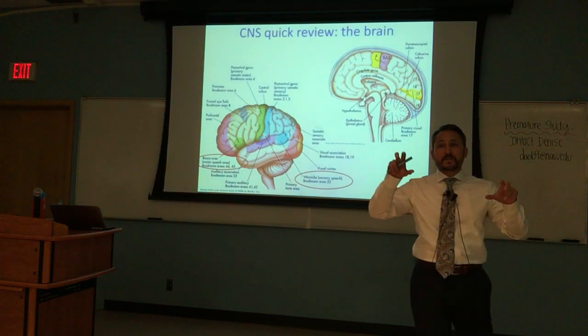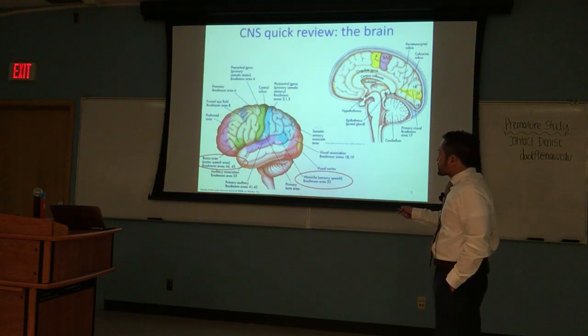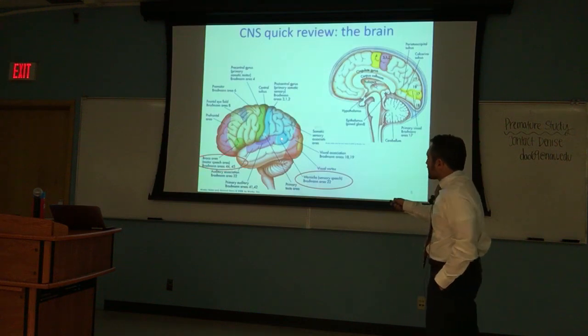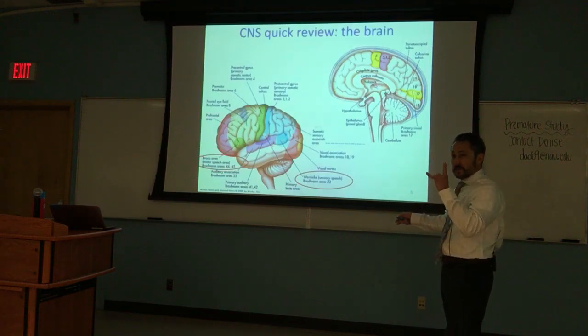Left to right. There are certain centers. We're looking at the left side of the brain over here, and we're looking here at Broca's area, and then back here we're looking at Wernicke's. You guys remember these two?